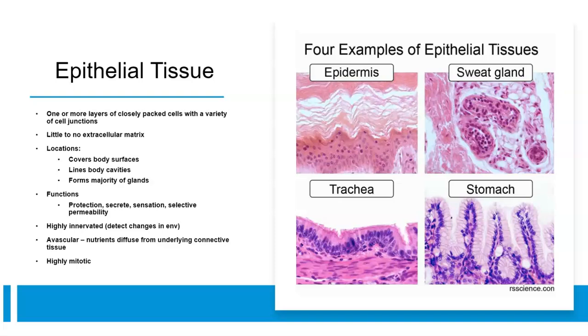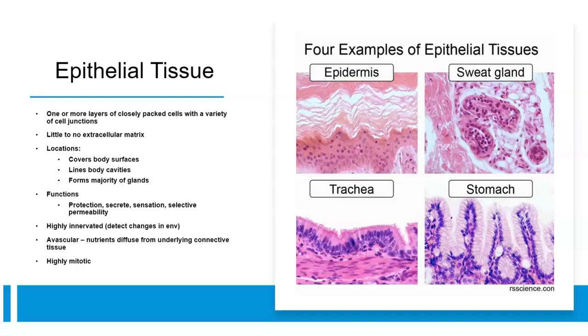Now, we talked about selectively permeable when we mentioned our cell membrane, and that simply means that some things can get in and out and some things can't. So think of your epithelial tissues sort of as gatekeepers. They determine what gets in or out of the body or in or out of an organ because, again, they line and they cover.